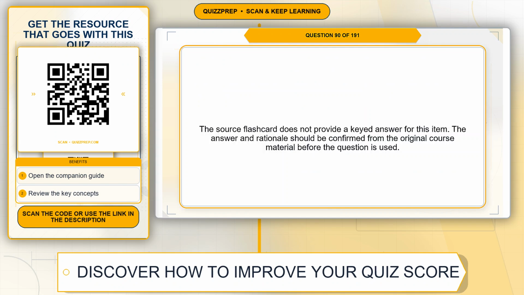Explanation. The source flashcard does not provide a keyed answer for this item. The answer and rationale should be confirmed from the original course material before the question is used.